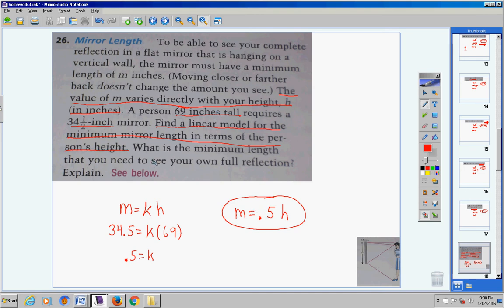Now look at the last question. What is the length that you need to see your own reflection? Well, I'm about 5 foot 10 inches. So each of you, this will be a little different for me. I'm this tall, so 5 feet would be 60 inches. Plus 10 more inches, so 70 inches. So for me to find the length of the mirror that I need, I would take 0.5 times 70. So I need a mirror that is 35 inches long. Okay? 35 inches long. There we go. So the last part of this problem will be different for everyone, depending on what your height is. Okay, hope this makes sense.